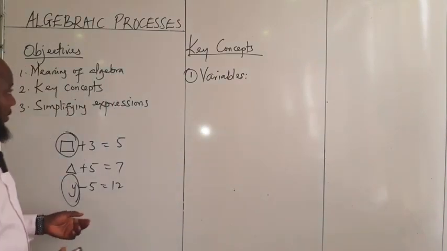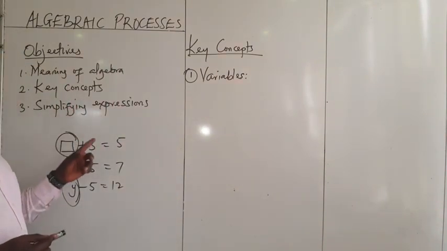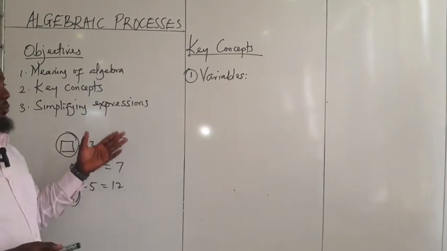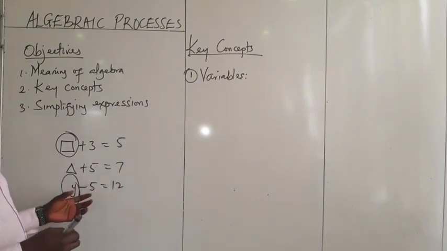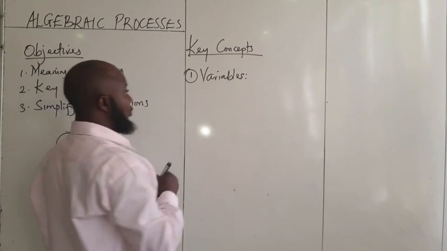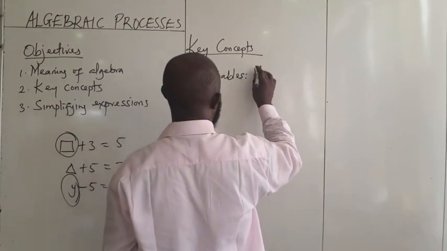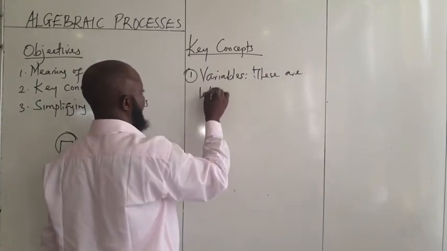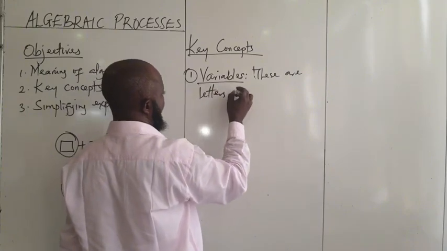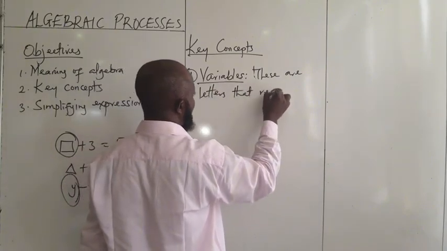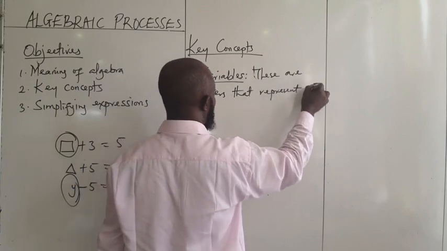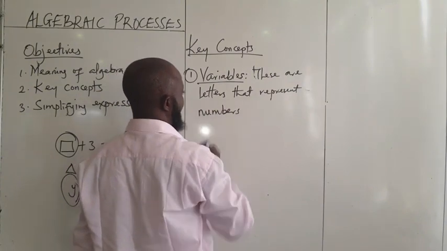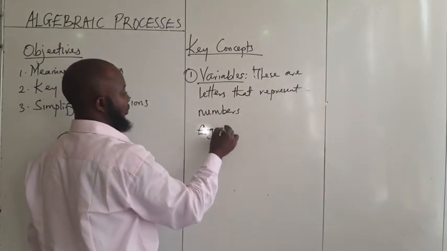So we are still saying the same thing. When I was defining algebra, I said we are using letters or symbols to represent numbers. So any letter you see in an expression is what is referred to as a variable. So variables are letters. These are letters that represent numbers.